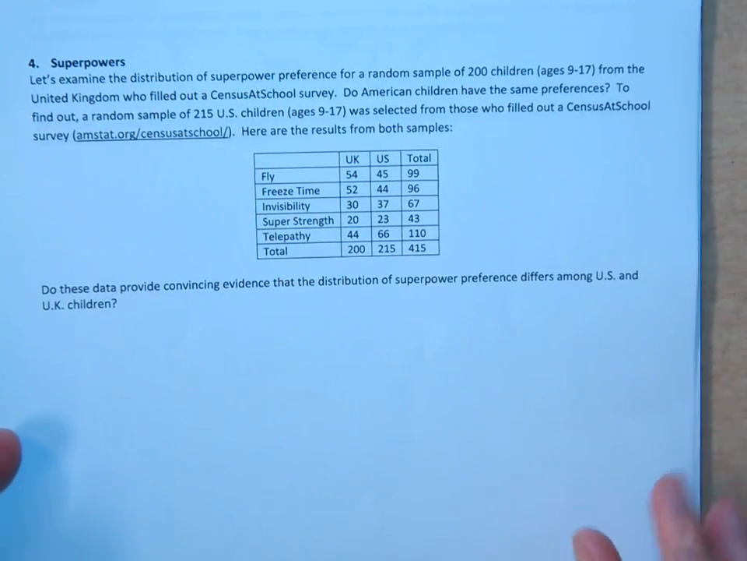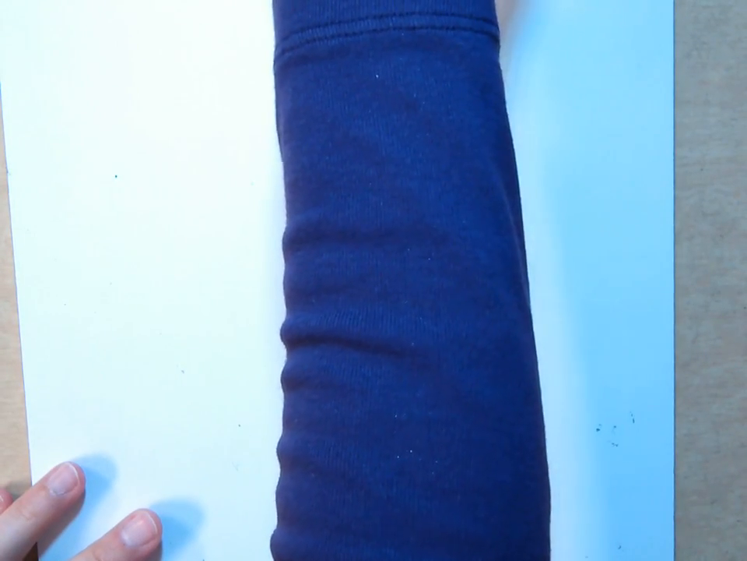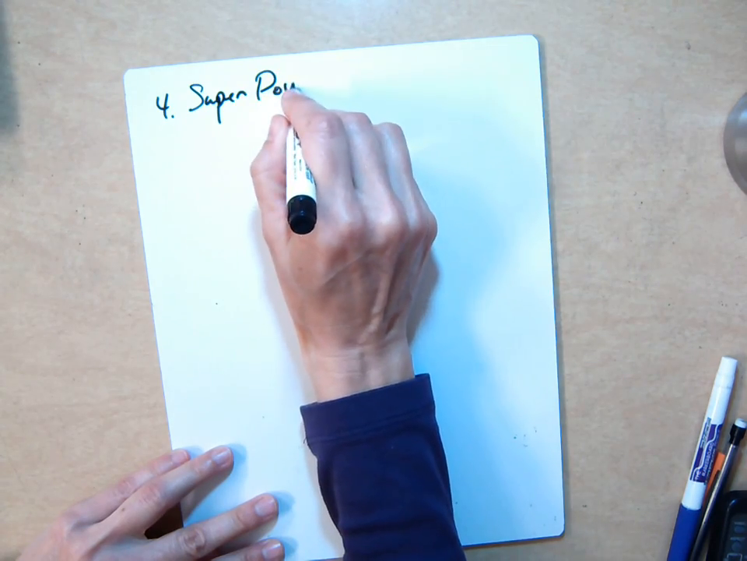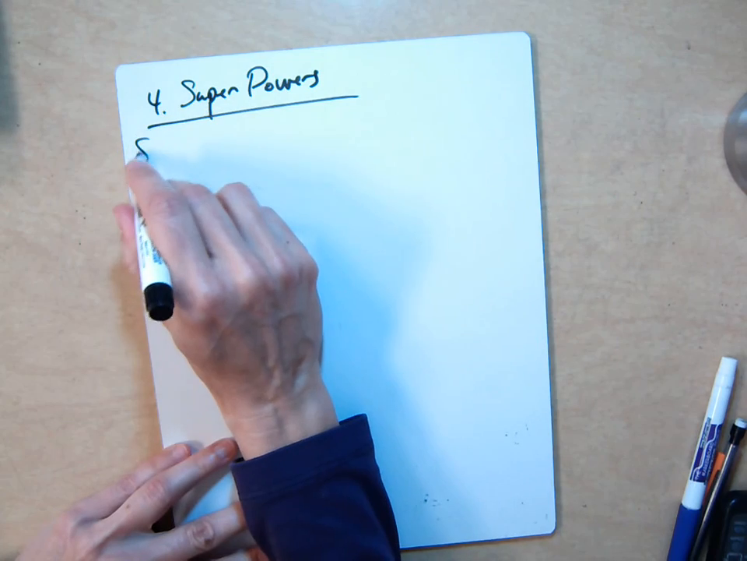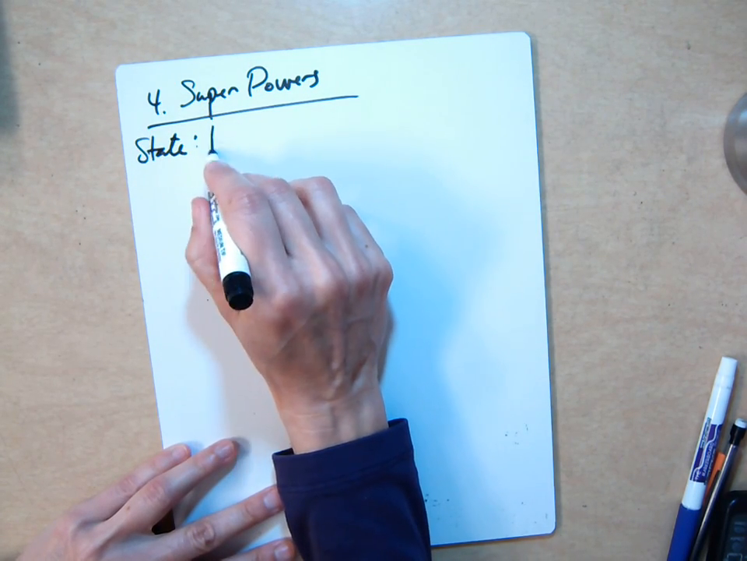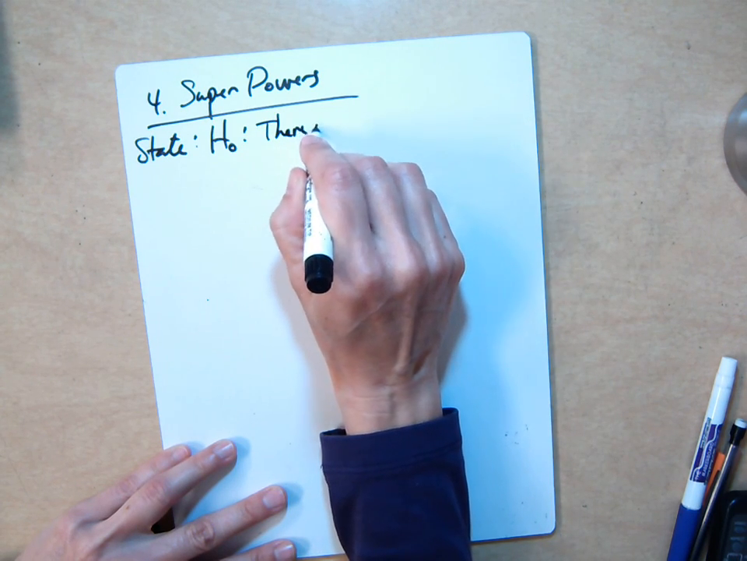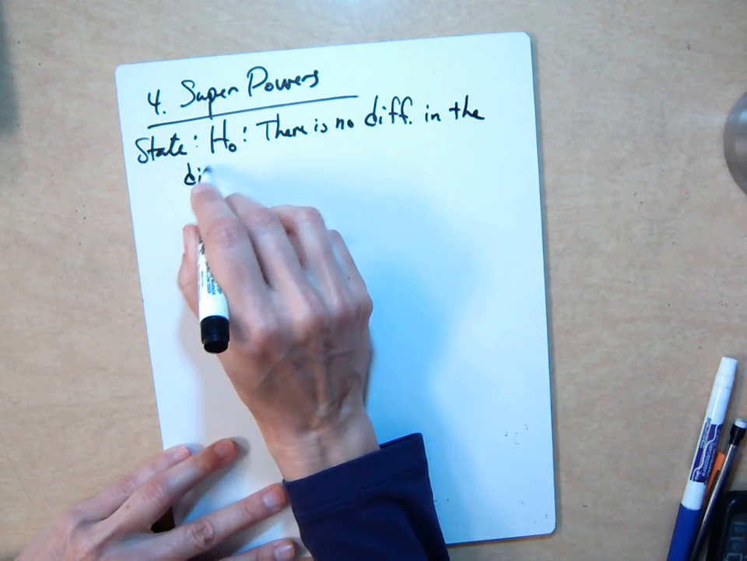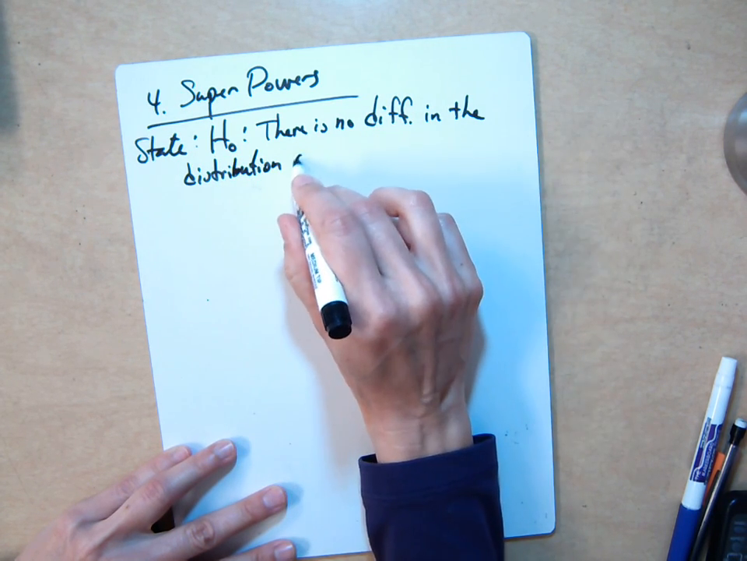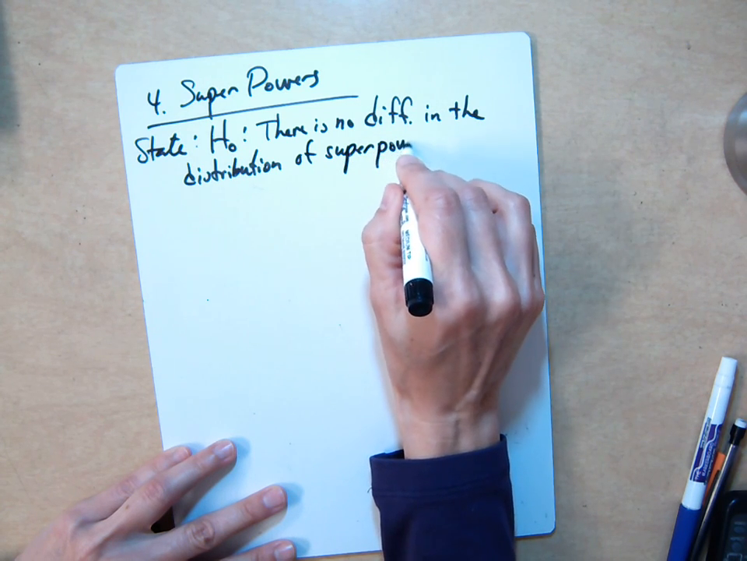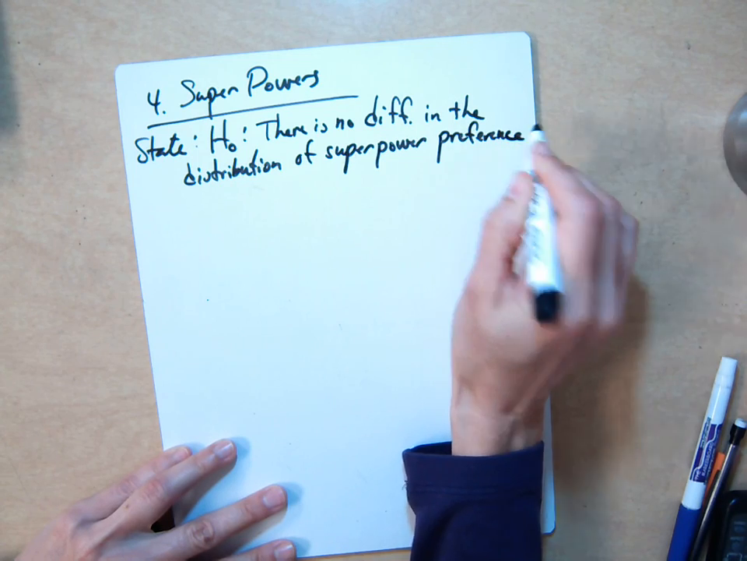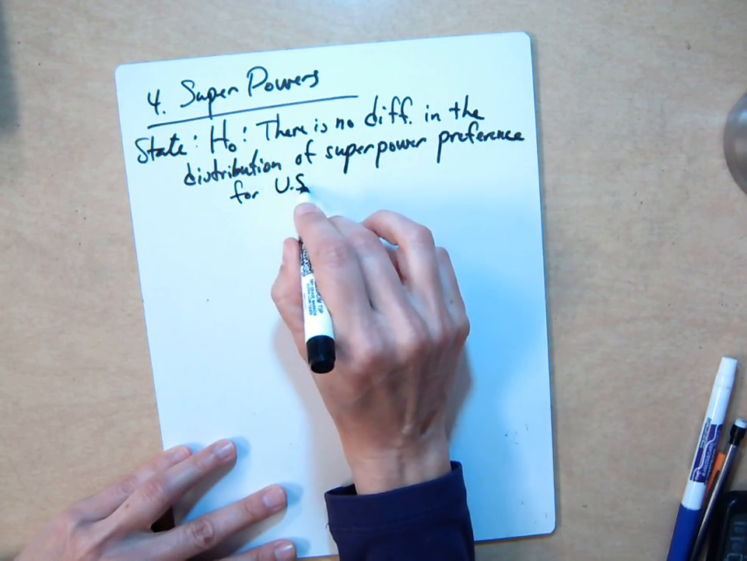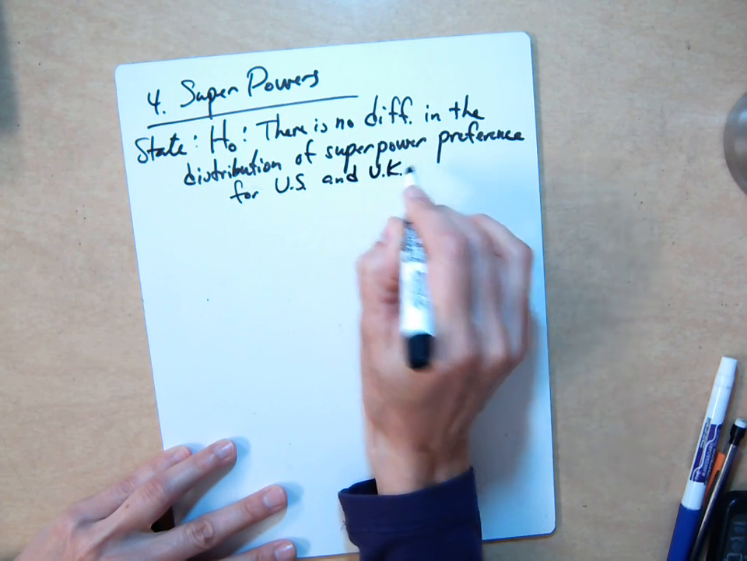Okay, so let's start with our state for number 4, superpowers. State: H0 is there is no difference, the statement of no change. It's just there is no difference in the distribution of superpower preference for US and UK children.